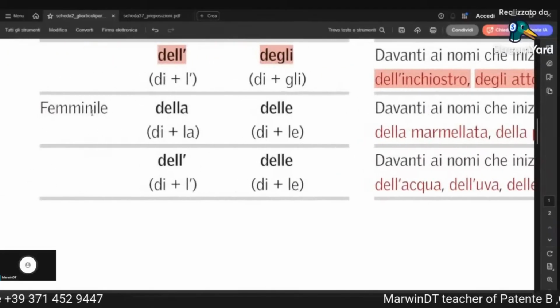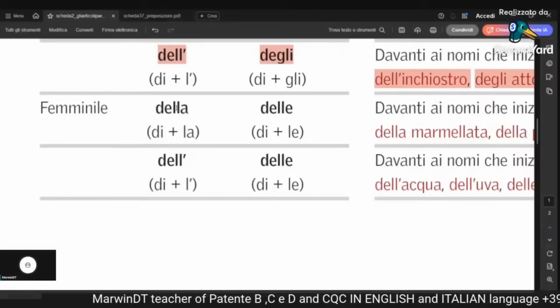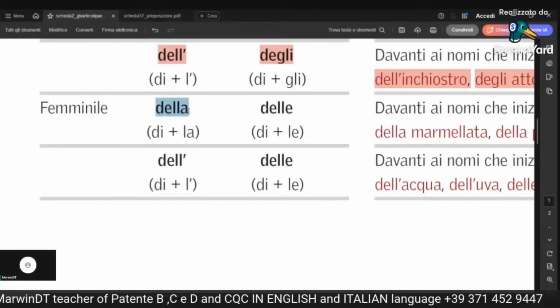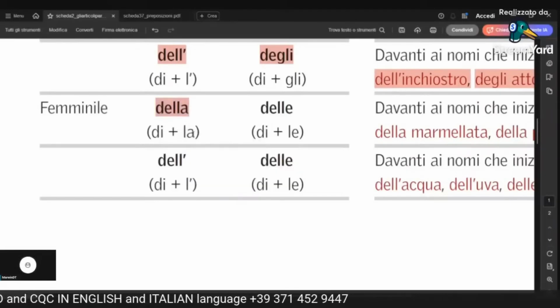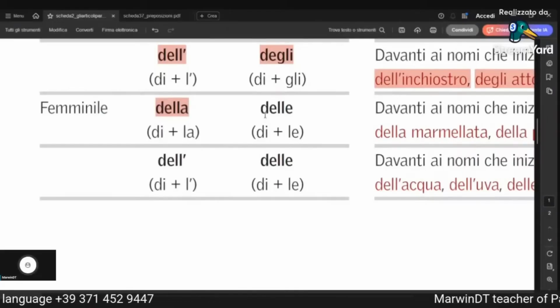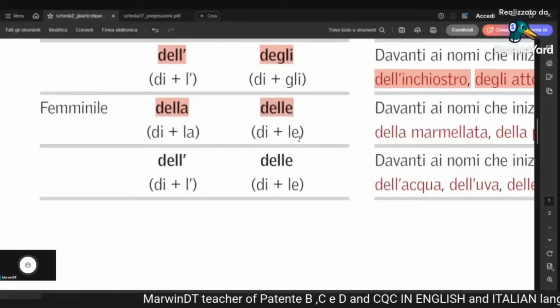Then we go to the feminine part, femminile, singular and plural. So the singular is della. Della is D plus la. Plural of feminine is delle. And the delle is formed by D plus le. Very simple.